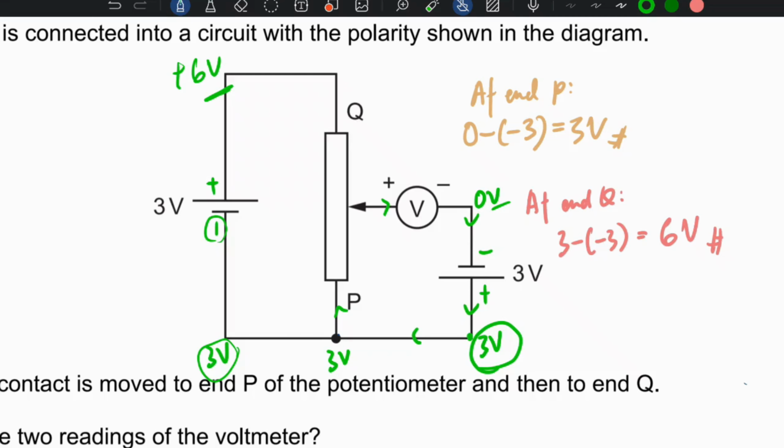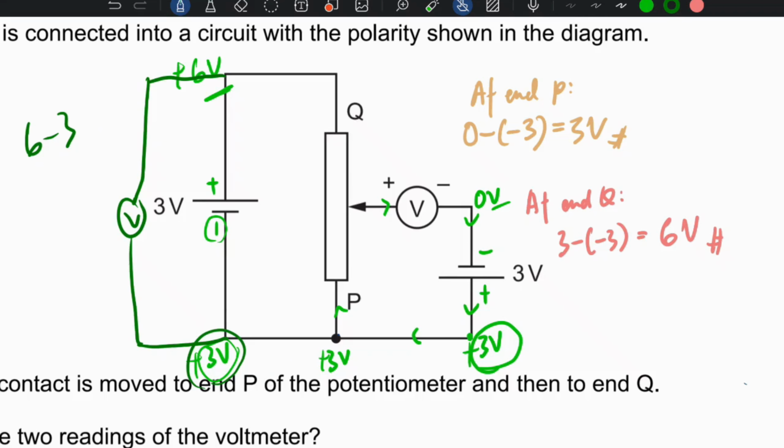Now, why did I say 6 volts? Right? I could have said other numbers. Because if I were to put a voltmeter here and measure the potential difference, I'm supposed to get 3 volts, right? So if I take 6 minus 3, because it's just positive 3 volts, I'm going to get 3 volts, which is my battery's value. So that is why I pick 6 volts. So if this is 6 volts, then this has to be positive 6 volts as well.